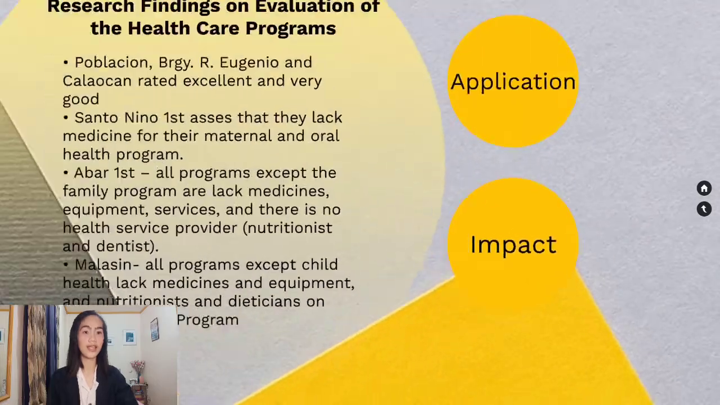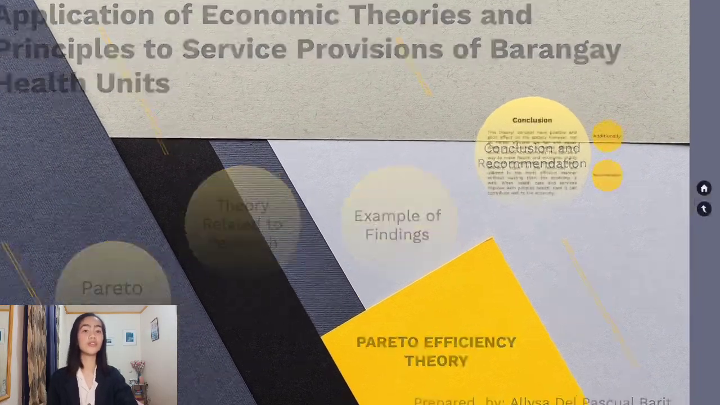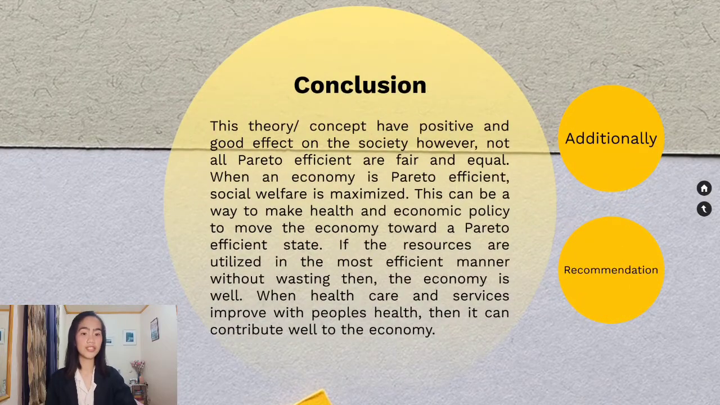Okay, lastly, let's go to conclusion and recommendation. So for our conclusion, this theory or concept has a positive and good effect on the society. However, not all Pareto efficient outcomes are fair and equal. When an economy is Pareto efficient, social welfare is maximized. This can be a way to make health and economic policy move the economy toward a Pareto efficient state.